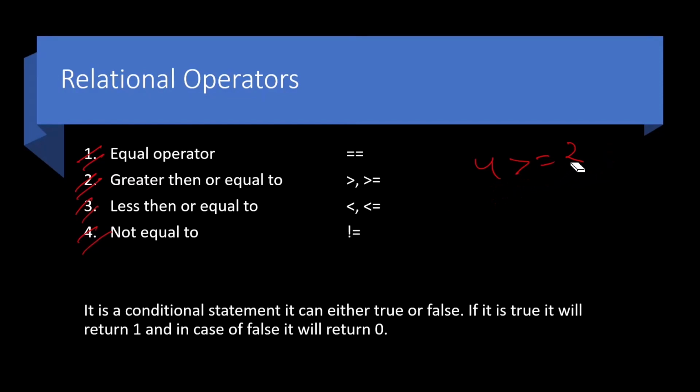After that, if we check whether 4 is less than 9 or not, we can use the less than operator, or if we want to check less than or equal to, we provide the equal sign here. And if we want to check whether two numbers are not equal, we use the exclamation mark, meaning not equal to. For 4 and 6, we can use this operator, and it will give us true because 4 is not equal to 6. Now let's see how it works.